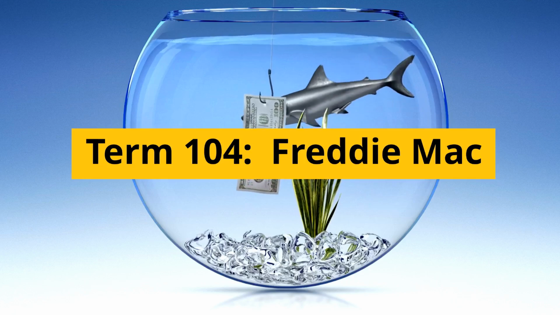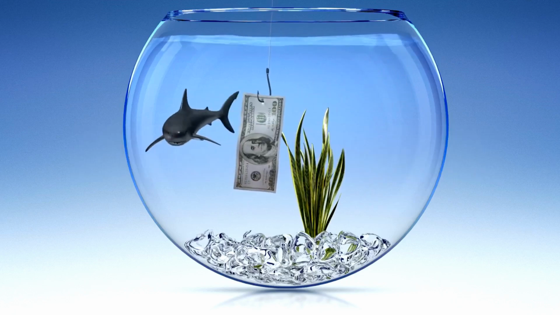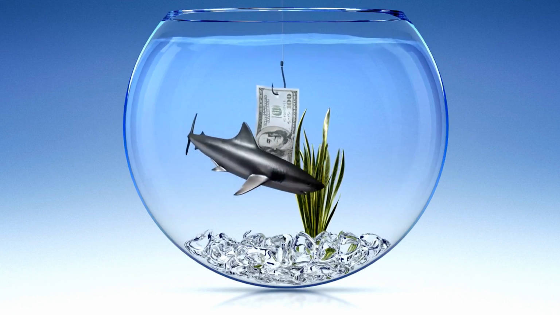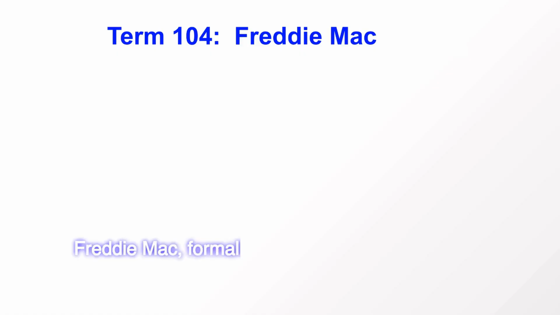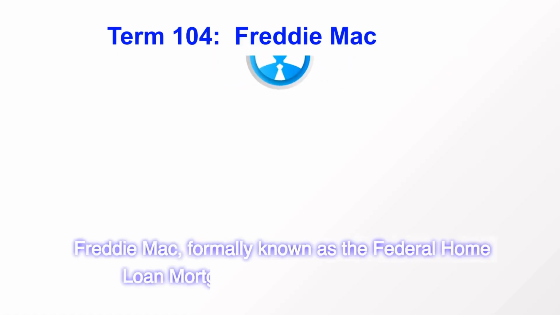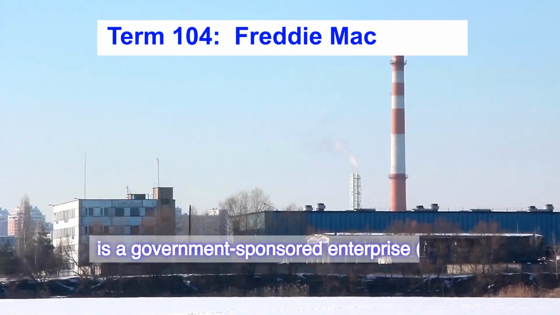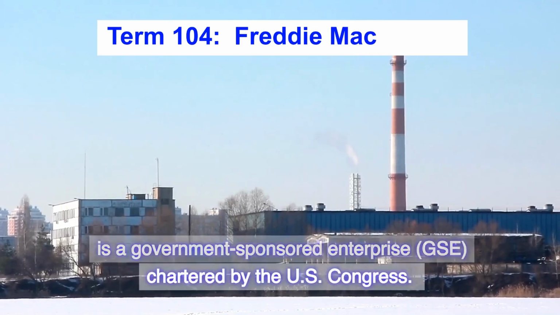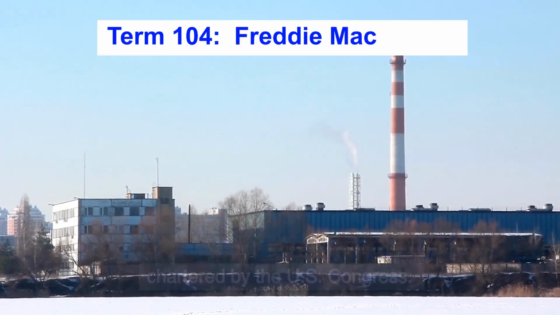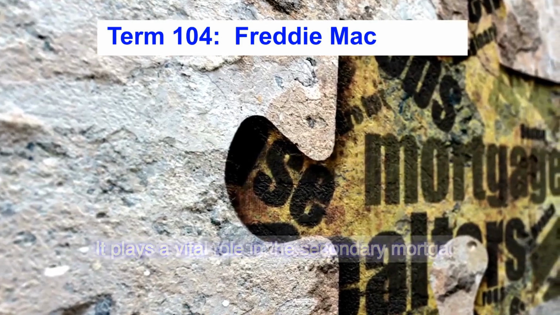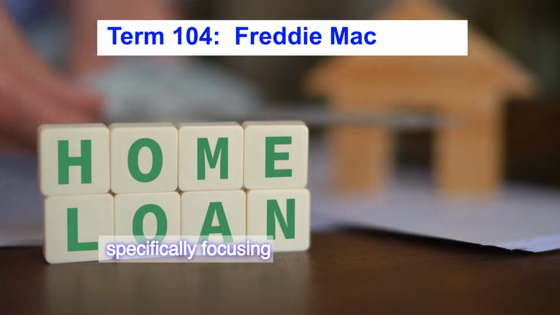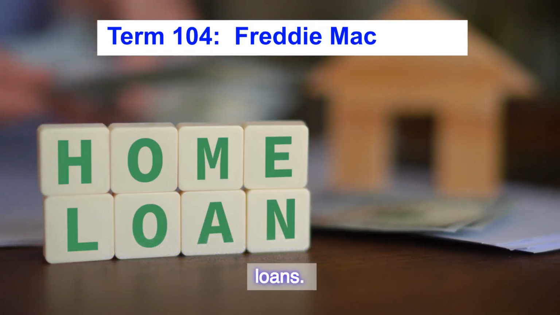Term 104, Freddie Mac. Freddie Mac, formerly known as the Federal Home Loan Mortgage Corporation, FHLMC, is a government-sponsored enterprise, GSE, chartered by the U.S. Congress. It plays a vital role in the secondary mortgage market, specifically focusing on conventional home loans.